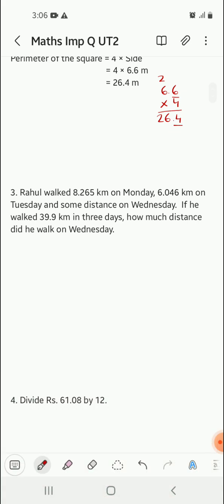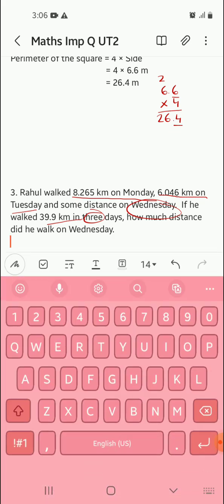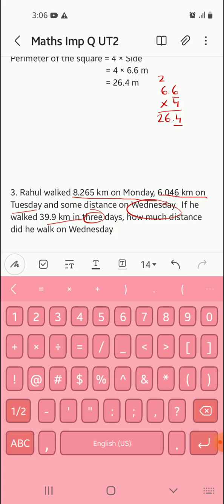Rahul walked 8.265 km on Monday, 6.046 km on Tuesday, and some distance on Wednesday. We do not know what was the distance walked. Now, if he walked 39.9 km in 3 days, how much distance did he walk on Wednesday? So basically, over here, Monday, Tuesday, and Wednesday, these are the 3 days we have to take into consideration.